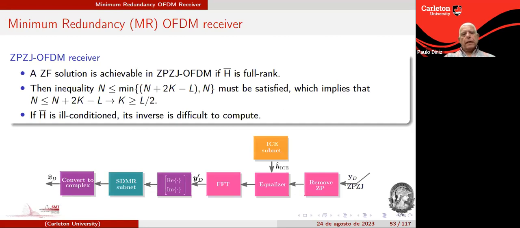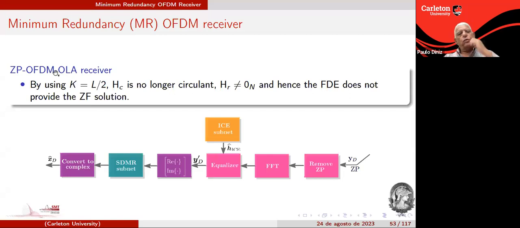So, basically, I apply this for the minimum redundancy case, but I can also apply it to zero jamming OFDM, which is another type of OFDM system in which the related channel matrix is full rank, but uses the minimum redundancy. I can actually apply the same ideas. And the same thing I can do for the OLA, which is another type of OFDM system in which, again, we don't have the channel matrix circulant, which means that the FFTs will not be able to diagonalize the equivalent channel matrix.